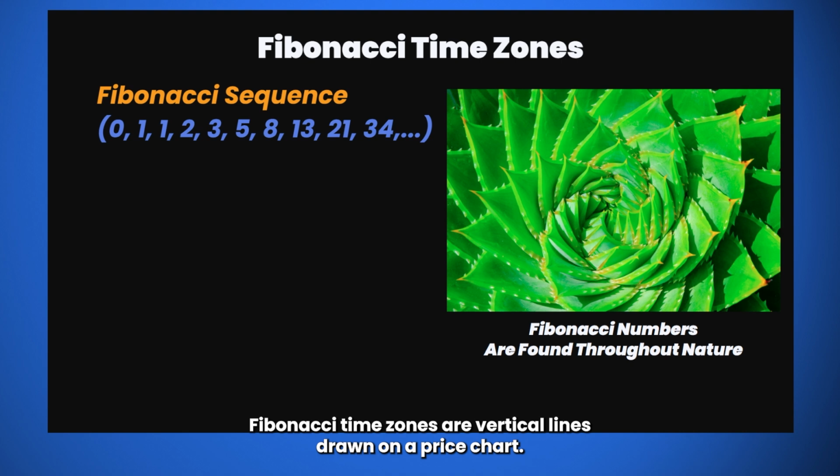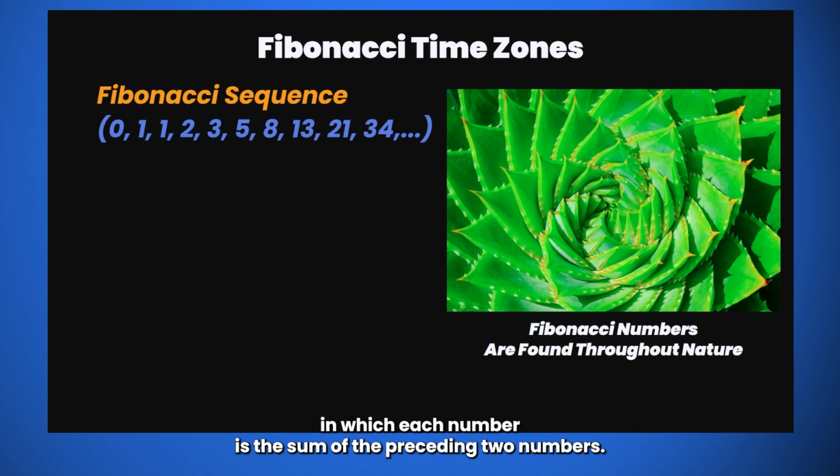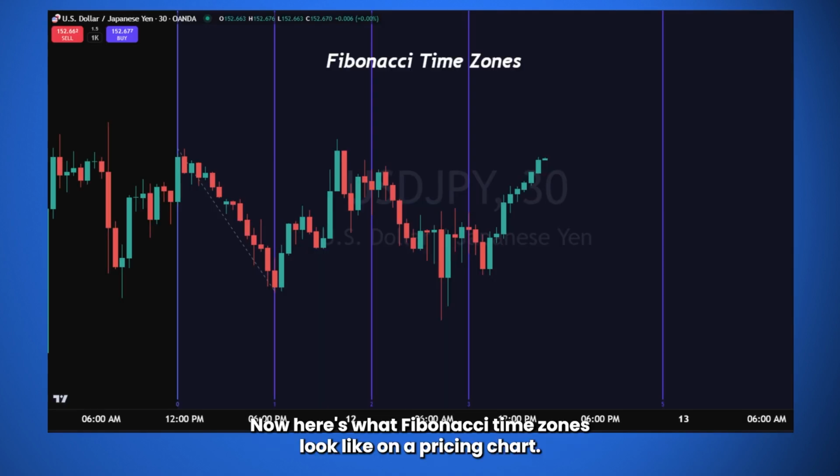Fibonacci time zones are vertical lines drawn on a price chart. They're located according to the Fibonacci sequence, a series of numbers in which each number is the sum of the preceding 2 numbers. Now, here's an example of a data set. Notice each number is the sum of the preceding 2 values. Now, here's what Fibonacci time zones look like on a pricing chart. Each time zone is a potential market reversal point.